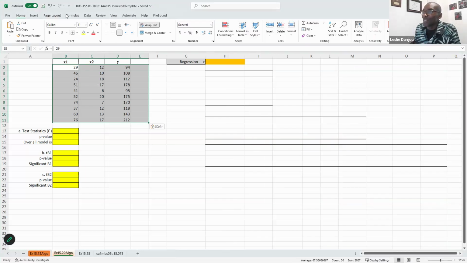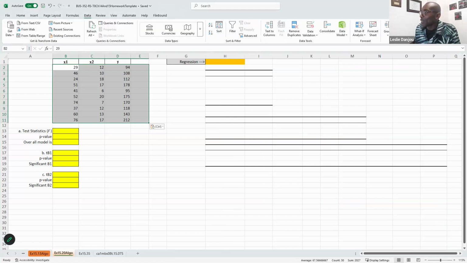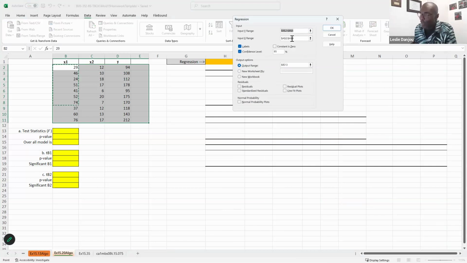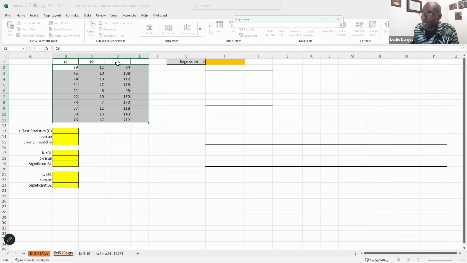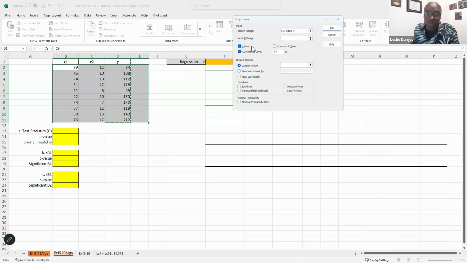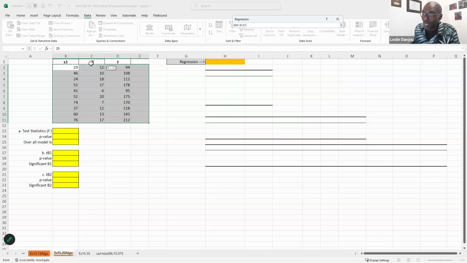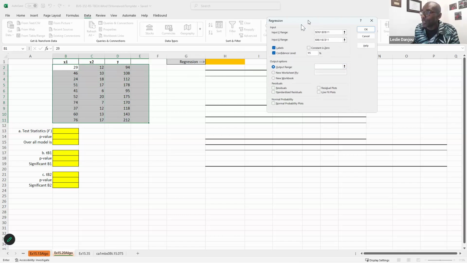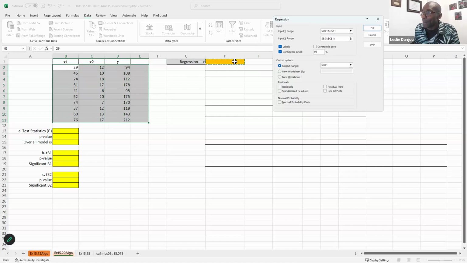I'm going to maximize this so you guys can see this holistically. Data, data analysis, regression, press OK. Please get rid of all of these, and this, get rid of it. Put your Y's with your Y's. And the cool part about multiple regression is that you can put both of them into your X's. Include both the labels and go all the way down. We're going to drop this output right at H1. We're going to press OK.